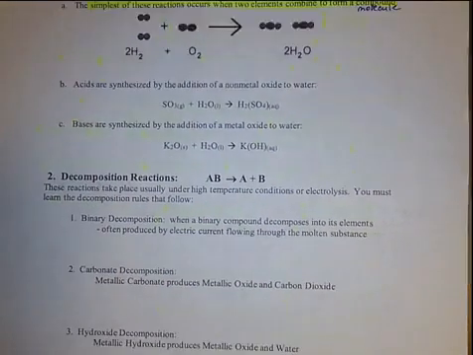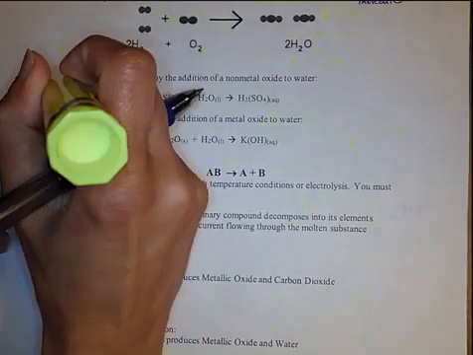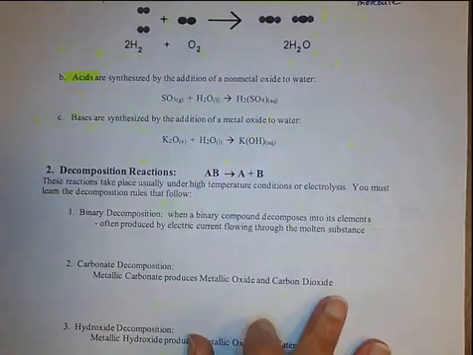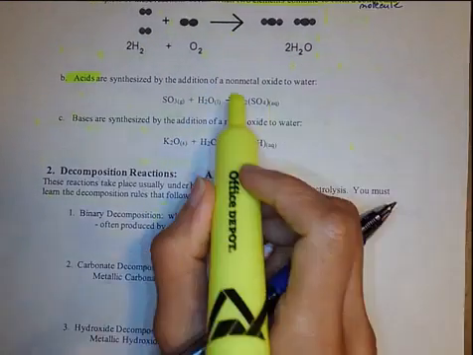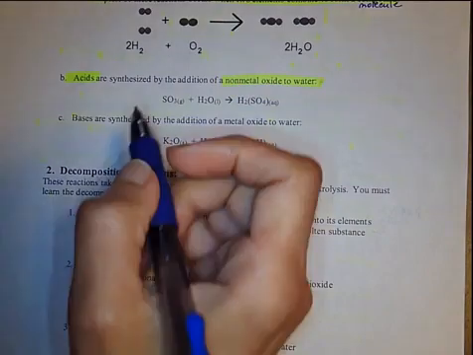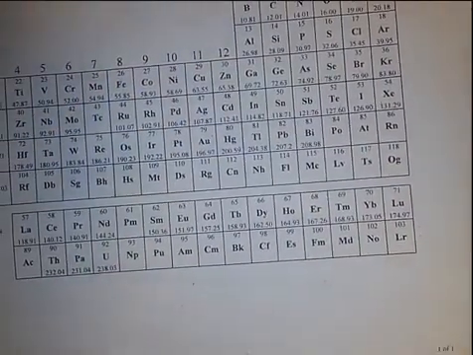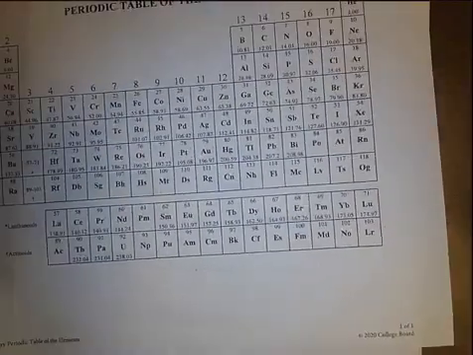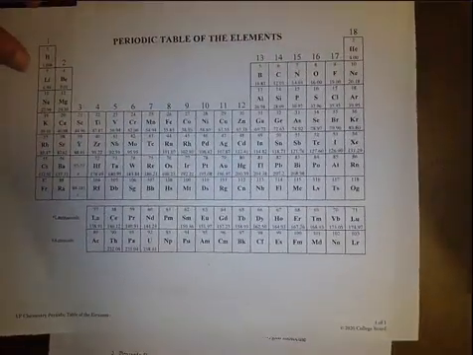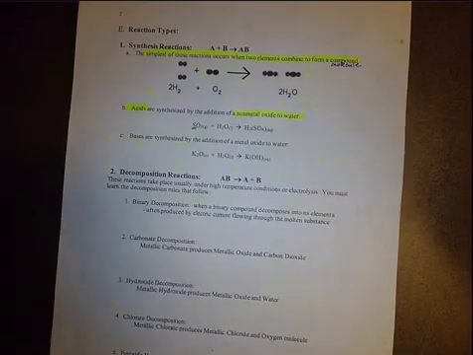Okay, now another type of synthesis reaction that you have is an acid that is produced by adding a non-metal oxide to water. So if we look at our reaction over here, sulfur, as you can see, is a non-metal. It is located on the periodic table. So if we're looking at our periodic table, let me see if I can zoom out a bit. Okay, if you're looking at the periodic table, sulfur is right here. It's a non-metal.